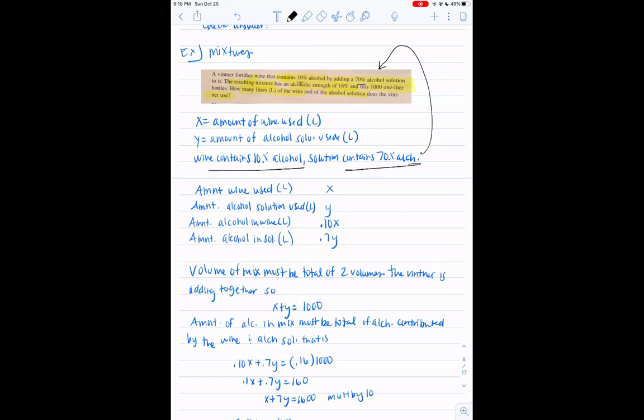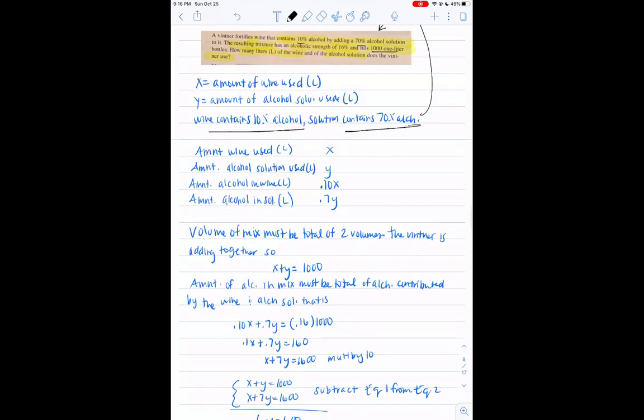Okay, so the volume of the resulting mixture must be the total of the two volumes the vintner is adding together. So I have the amount of wine used is X, and the amount of alcohol solution used is Y. So I have X plus Y, and it fills 1,000 1-liter bottles. So my total volume is 1,000.